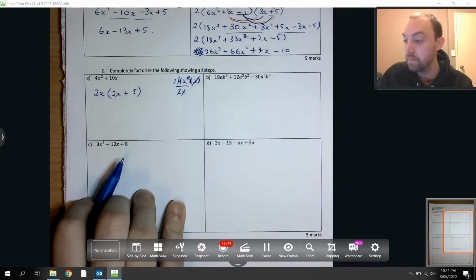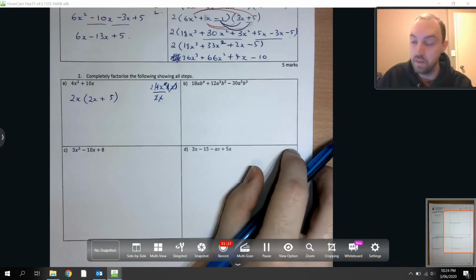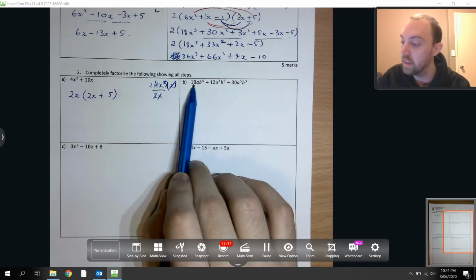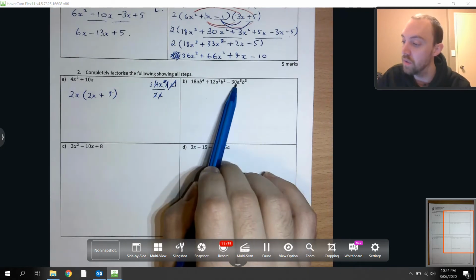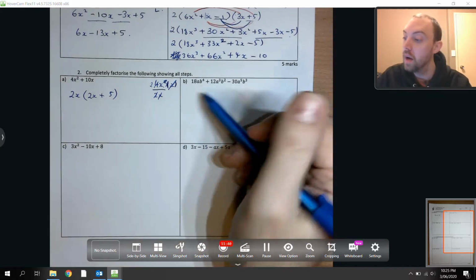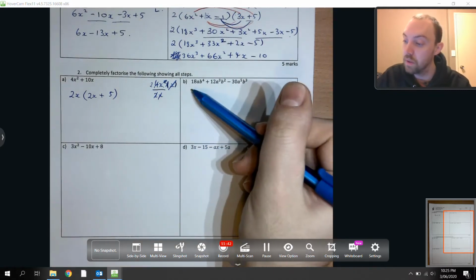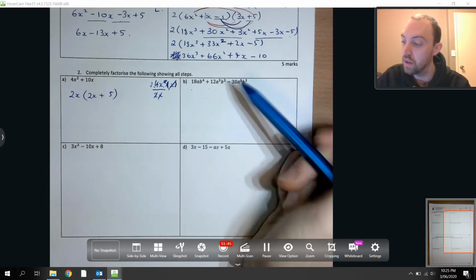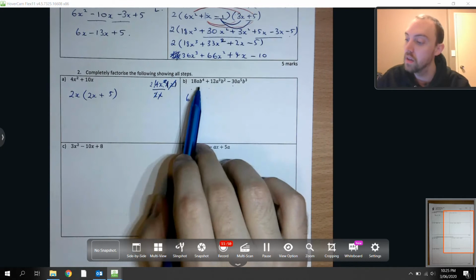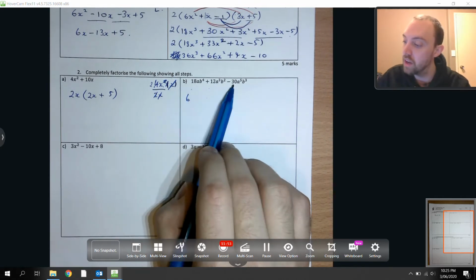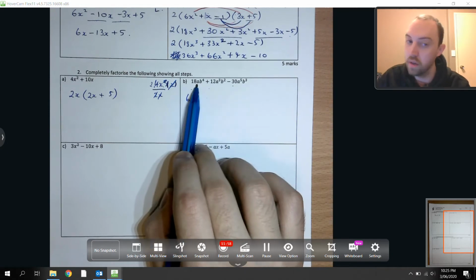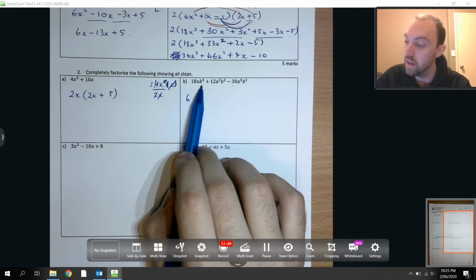Let's try part B. So numbers that can divide all three terms here. Let's start with the coefficients here, 18, 12, and negative 30. Okay, we can just think about it as 30 for now. 6 would be the largest one that I can think of. Okay, so I'm going to have a 6 out the front. Let's look at my a terms. Is there an a common to each of them? Yes, the highest power being 1. Okay, so I can divide each of these by a.